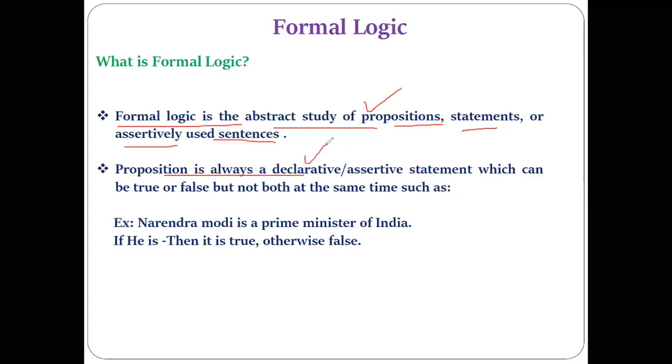You might not be getting the meaning of this, I will prove it. A proposition is always a declarative or assertive sentence, or statement, which can be either true or false, but not both. If you call a certain sentence a proposition, its conclusion can be true, or it can be false, but it cannot be true and false at the same time. You are getting it?